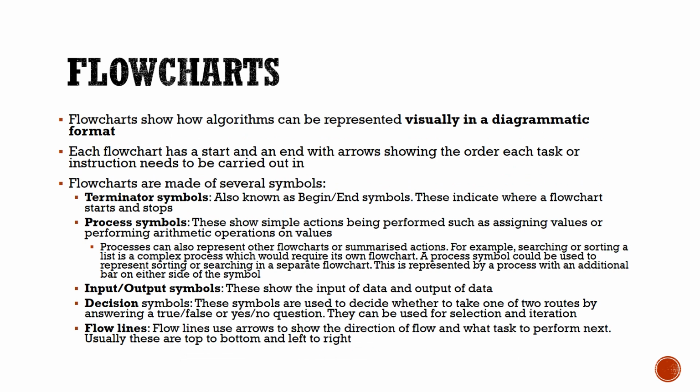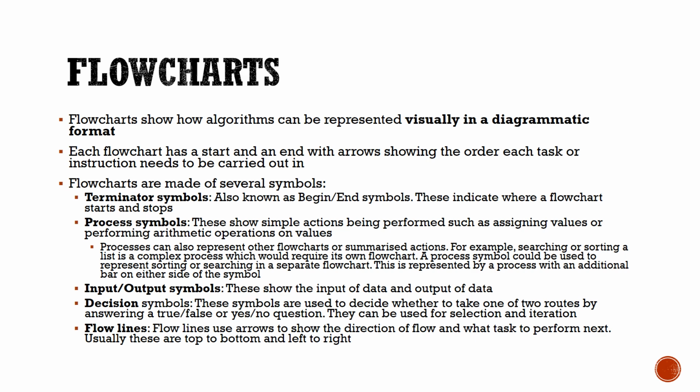Next is flowcharts. Flowcharts are basically a visual representation of any solution to your problem. Each flowchart has a starting and ending point, with arrow symbols showing the order in which each task or instruction needs to be carried out. There are several symbols we can use, because flowcharts use different symbols to do a lot of things, right?